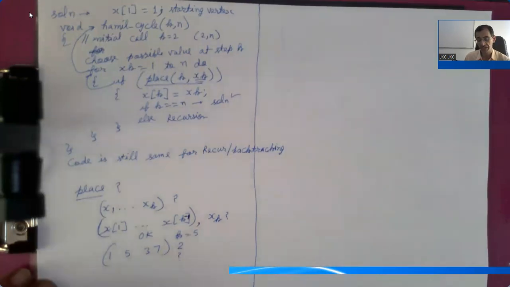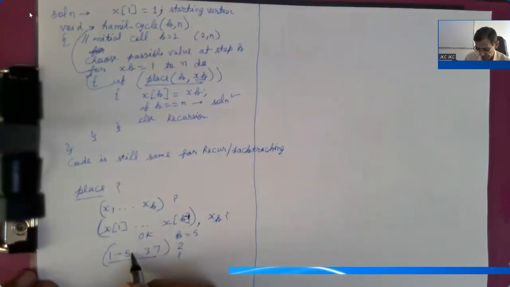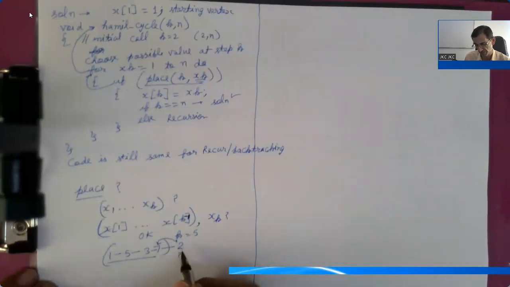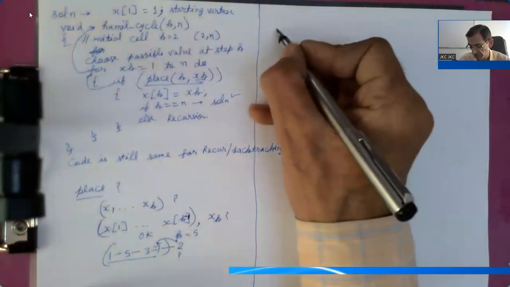What are the checks to be made for 2? 1, 5, 3, 7 means 1 to 5, 5 to 3, 3 to 7, perfect, and they were all distinct. Whether 2 is acceptable or not first depends on whether I have a connection or edge between 7 and 2 or not. If not, obviously 2 cannot be acceptable. I have to try another value. If acceptable, probably this becomes a good choice. Based on that, I am more or less ready with the place function.